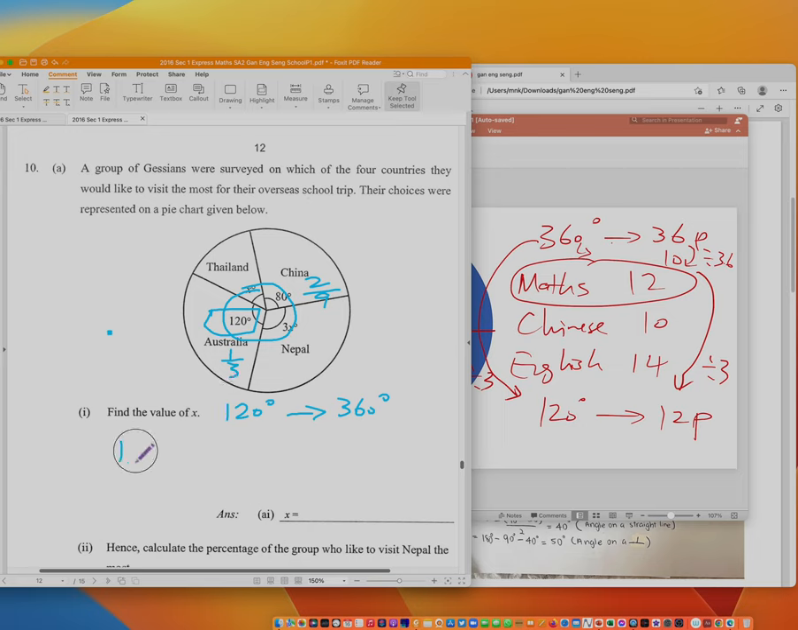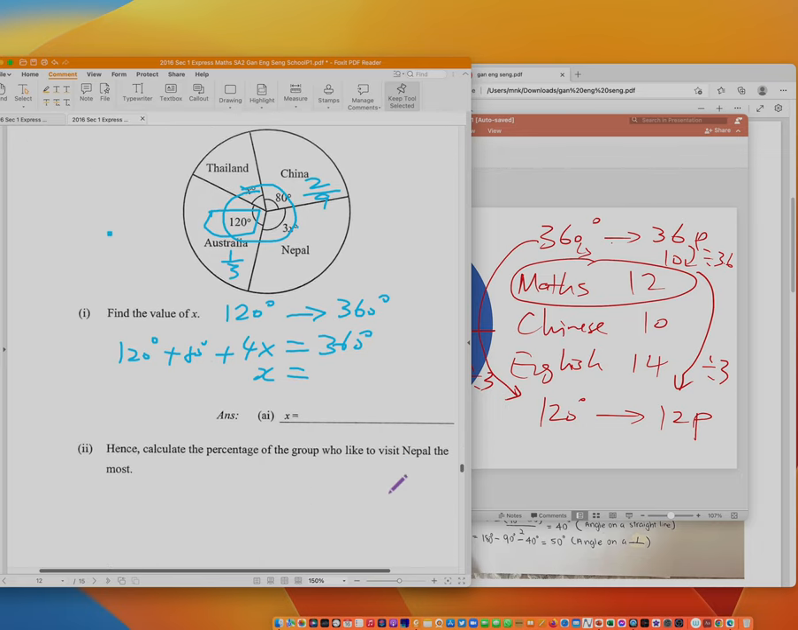Okay, so it's basically 120 degrees plus the 80 degrees plus the 4x, because this is x, this is 3x, this is 4x, equal to 360 degrees. Then you can find out x is how many degrees already. Yes. So once you find out x is equal to how many degrees, then you are asked to find the percentage, right? So when you find the percentage, is it angle over angle? So you use the proportionality. Get it into fraction.